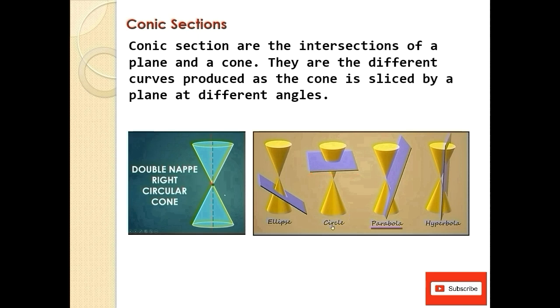A parabola is produced when the cutting plane is parallel to the slant height of the cone. Lastly, hyperbola is produced when the cutting plane is not parallel to the slant height and passes through the upper and the lower bases of the cone. Now, since these topics require considerable amount of time, we will just limit our discussion with circles.